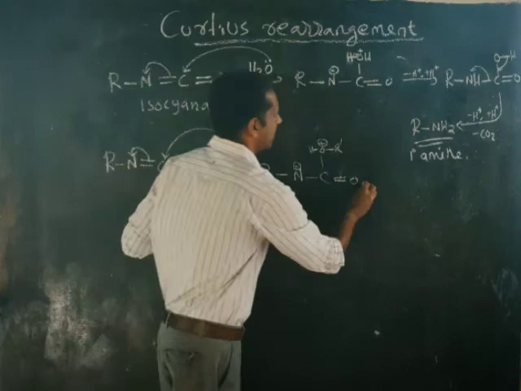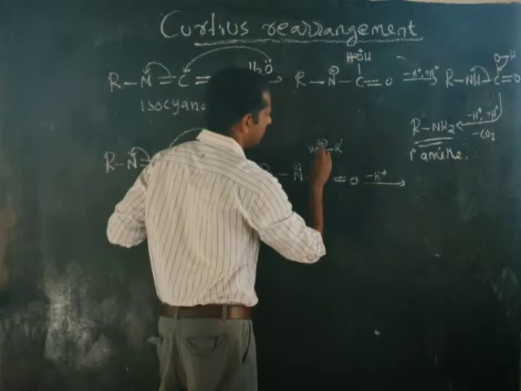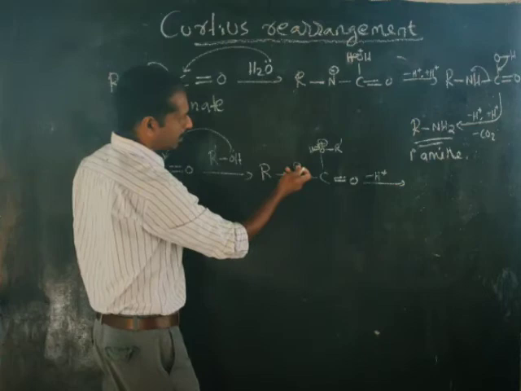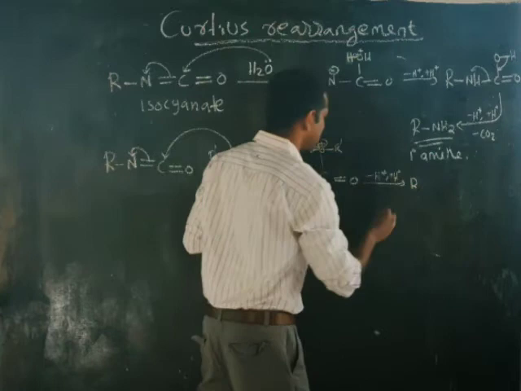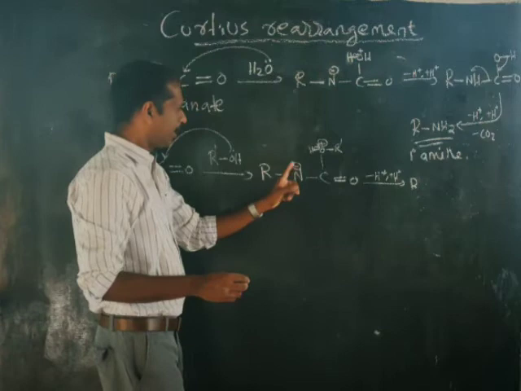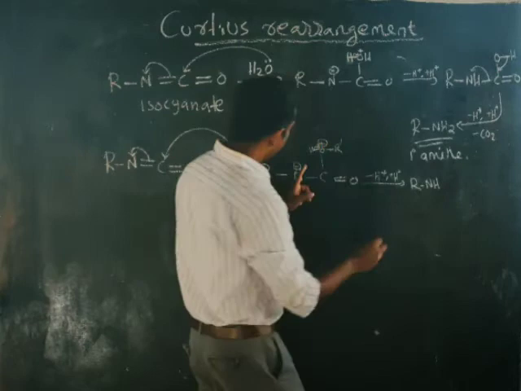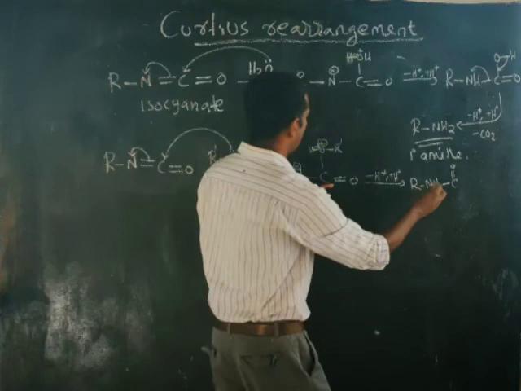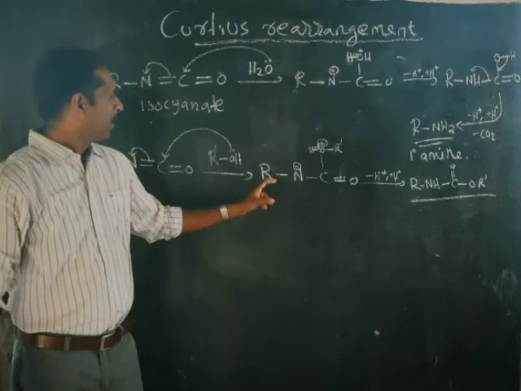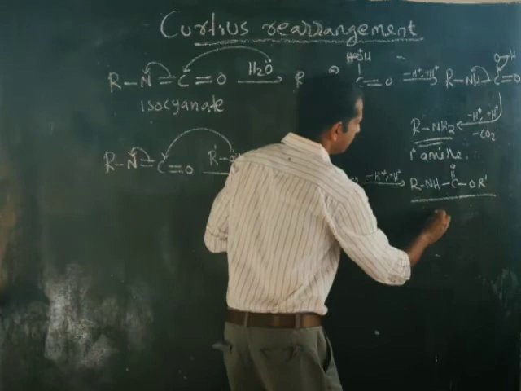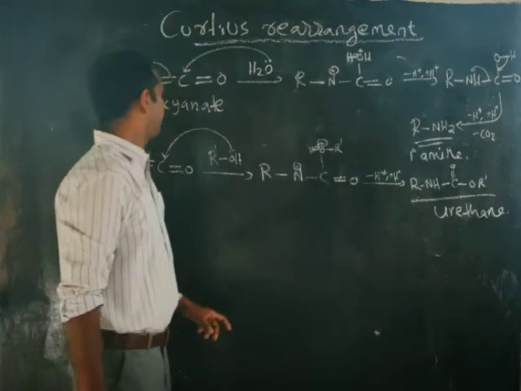Now you can see that again, as we have discussed, for stability, the deprotonation minus H plus, this H plus is removed, and that H plus is taken by N minus. So we get minus H plus and plus H plus, and this removed proton is taken by this N minus, and we get RNH, C double bond O, O R dash. That means urethane, we get urethane. So for the preparation of urethane, isocyanate is important. For the preparation of primary amine, isocyanate is important.